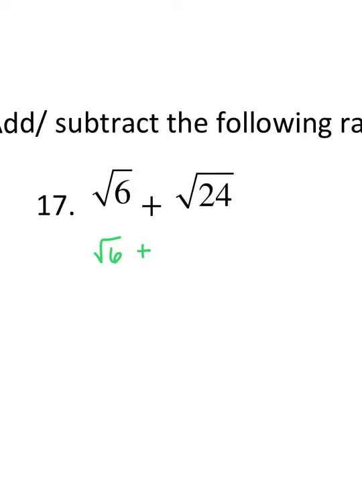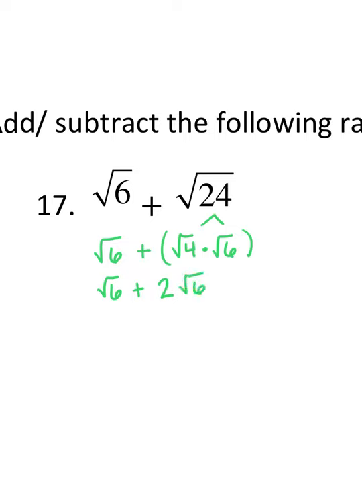What can we take out of 24? Well, we know that we could take out radical 4 times radical 6. So we're just taking that out here, okay? Again, I'm going to bring my radical 6 down and my plus. What is the square root of 4? The square root of 4 is 2. And then I'm just going to bring my radical 6 down.